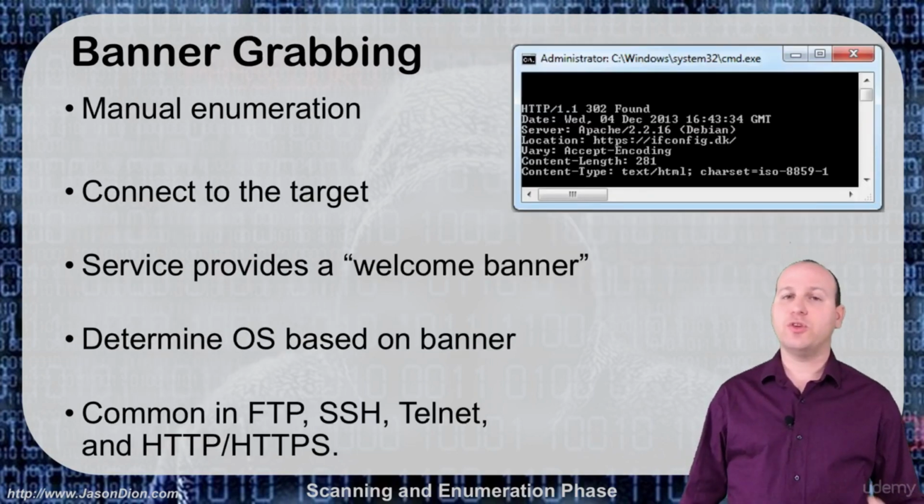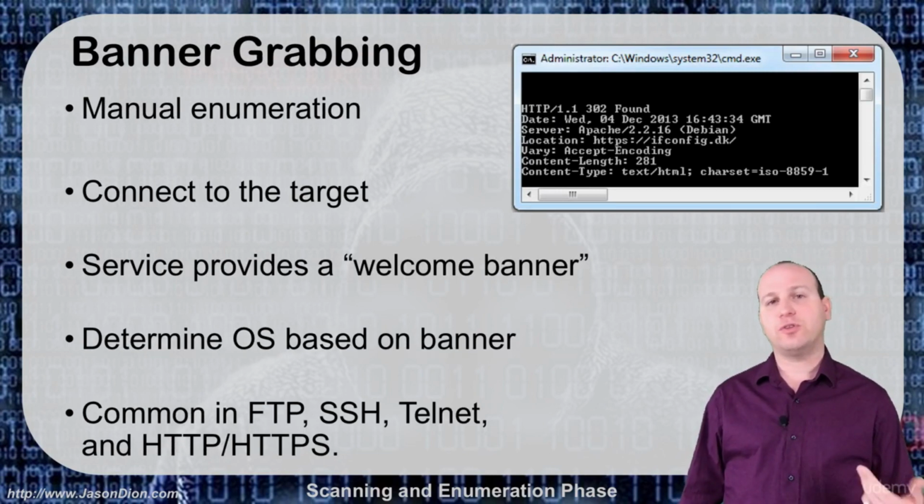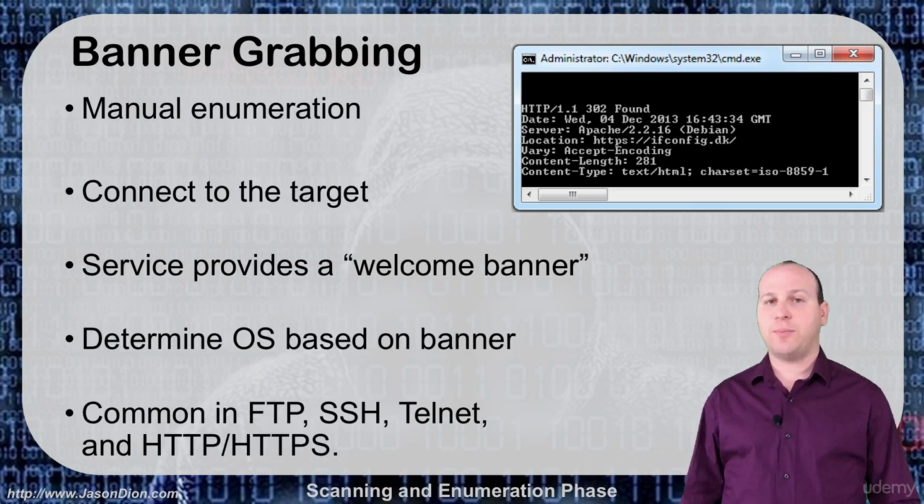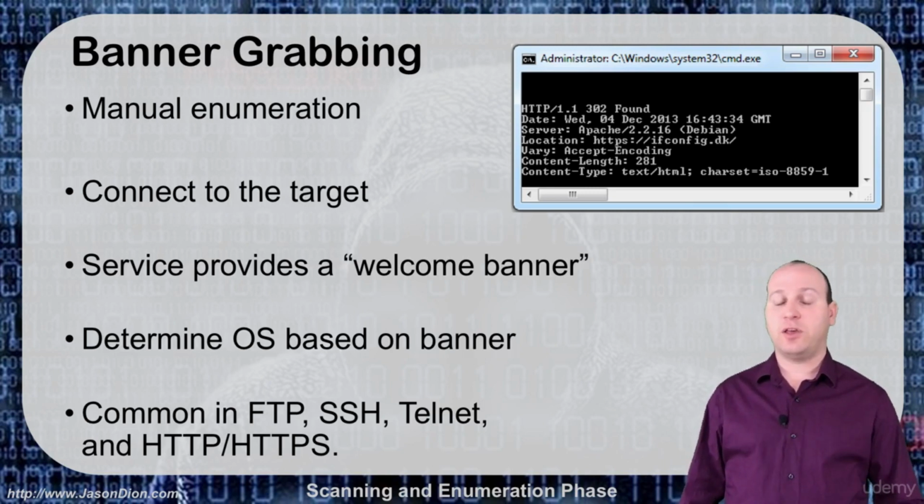So what are some enumeration methods? Well, we can do manual enumeration through something called banner grabbing. What that is, we're going to connect to the target using Telnet. So if I found port 21 was open, which is an FTP server, I can Telnet against that port 21, and I'll get a response saying, welcome to the FTP server. And part of that will tell me the version number.